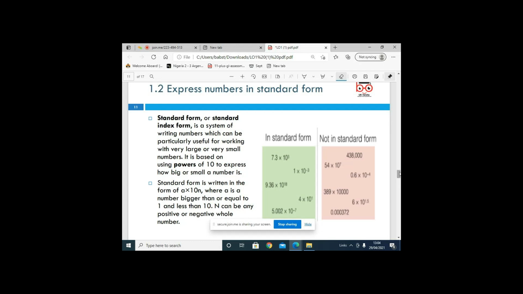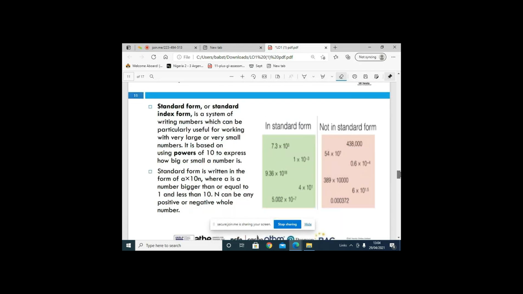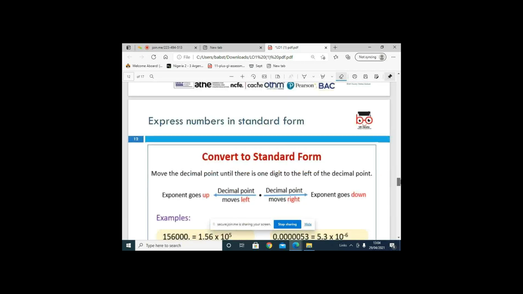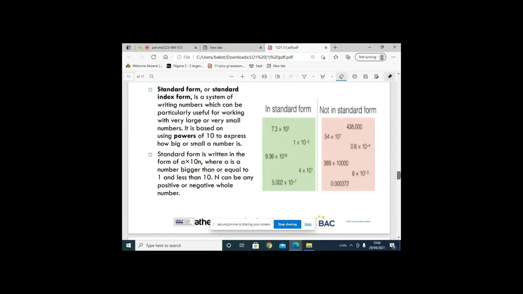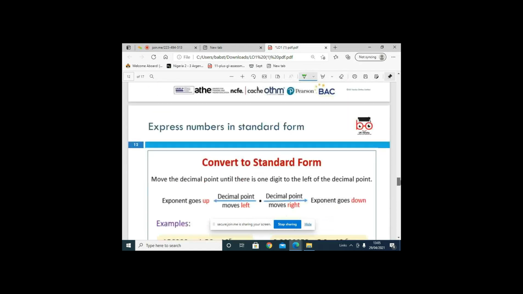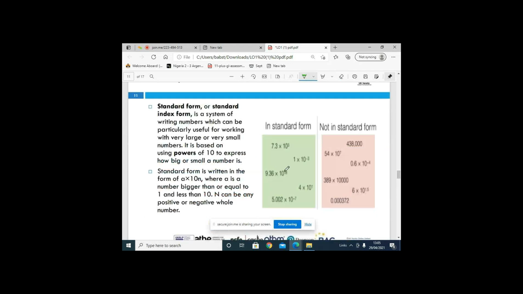I told you before that standard form is when you express big numbers to the power of 10. This part is very easy. Just pay attention. Looking at this section now, the number that you are writing must be between 1 and must be less than 10.